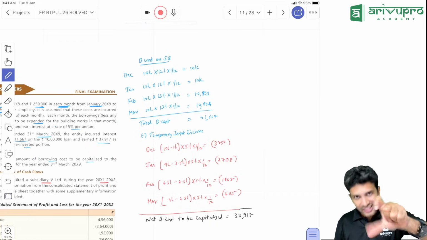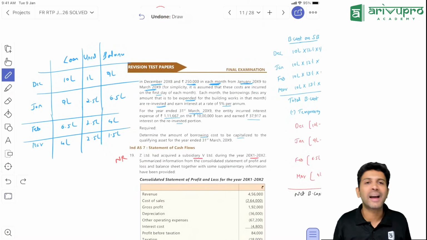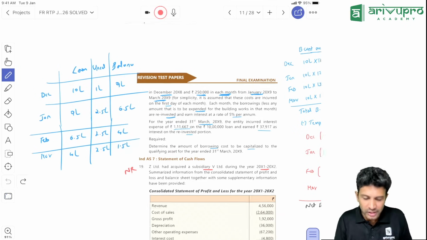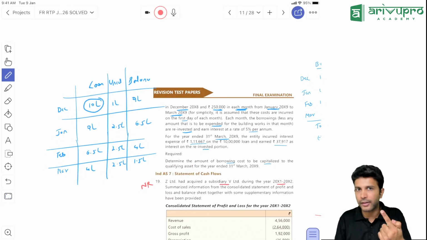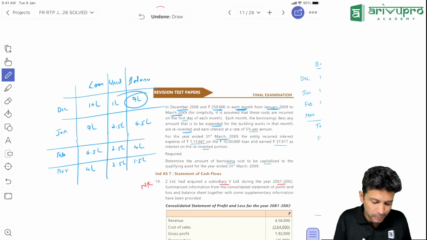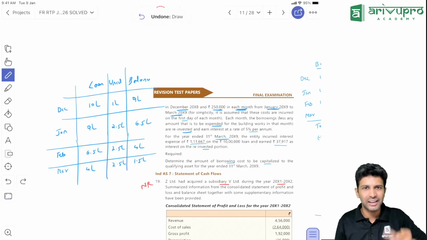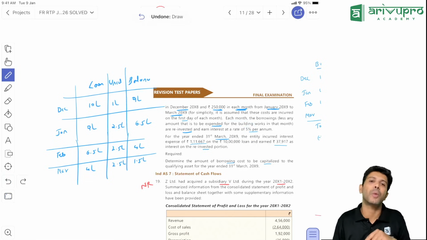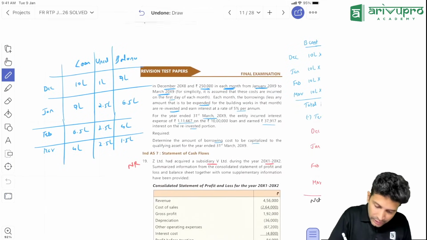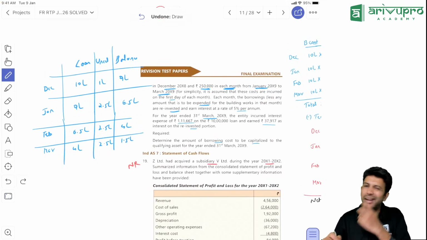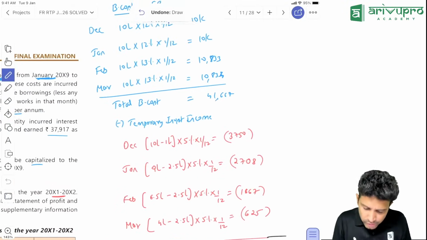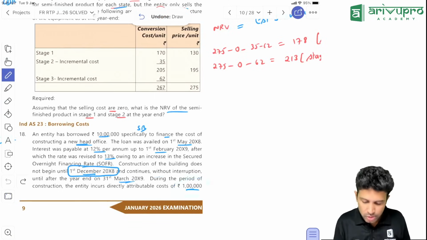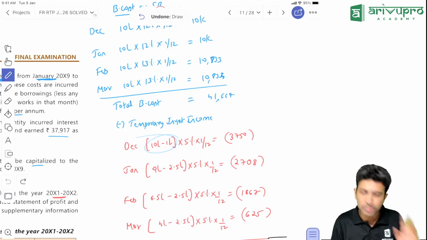Okay, for that you need to know how much balance is available, because you'll invest it. Like here, in December, you have a loan of 10 lakh, but you utilized only 1 lakh. So how much surplus money is available with you? 9 lakh, right? You will need it in the next months. So this 9 lakh you will invest at what rate? 5% for 1 month. For calculating the temporary investment income, I made this table, or you can calculate directly also. So in December, though you took a loan of 10 lakh, you utilized only 1 lakh for building construction. So 9 lakh was pending.